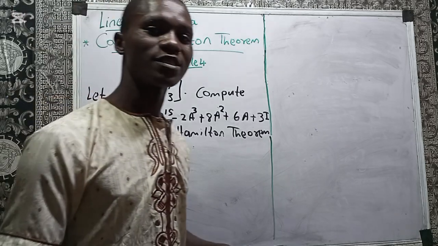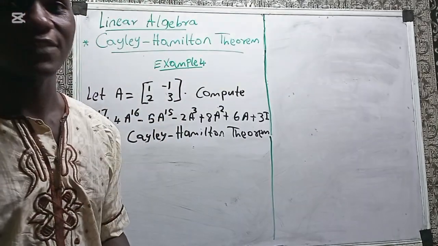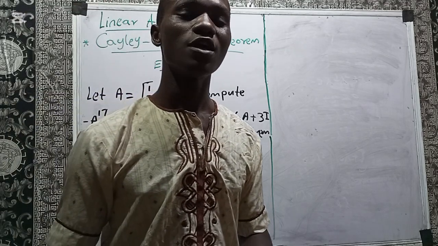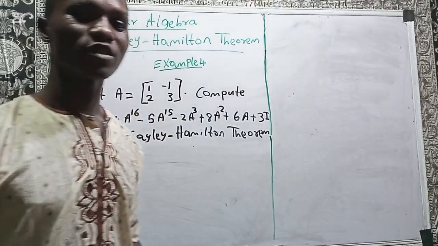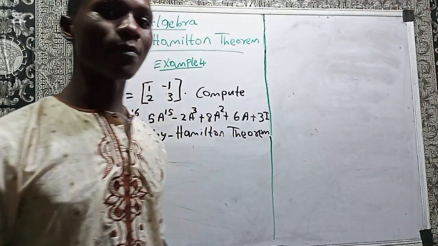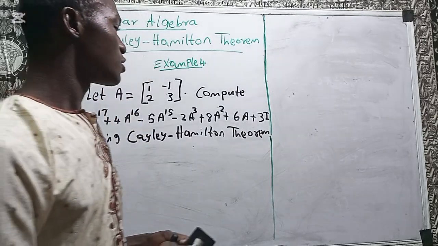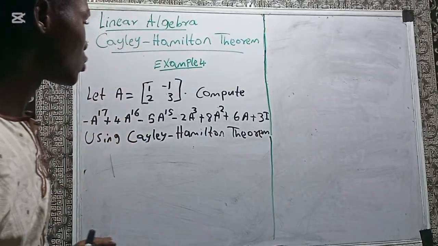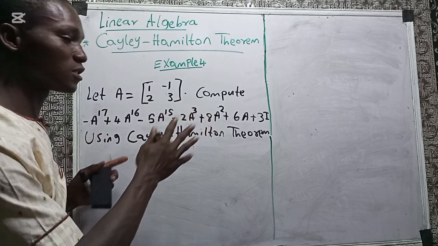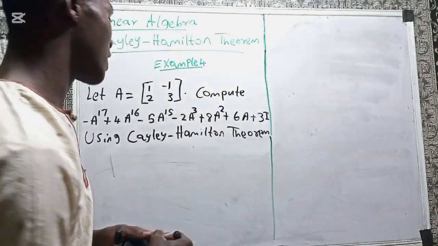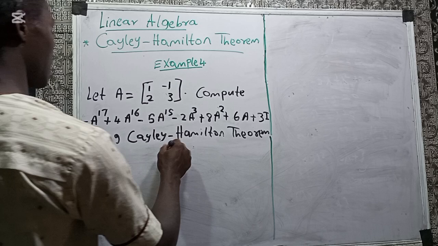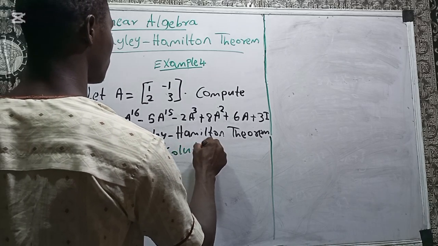We know that Cayley-Hamilton theorem states that every square matrix satisfies its own characteristic equation. So we are going to compute the characteristic equation of this matrix and use knowledge of Cayley-Hamilton theorem to evaluate this long expression. So the Cayley-Hamilton theorem will help us to reduce this long expression to a simpler expression that we can evaluate. So let's start the solution.